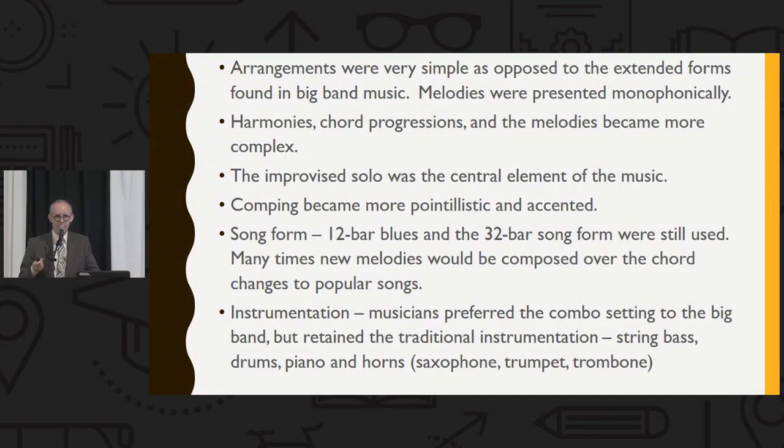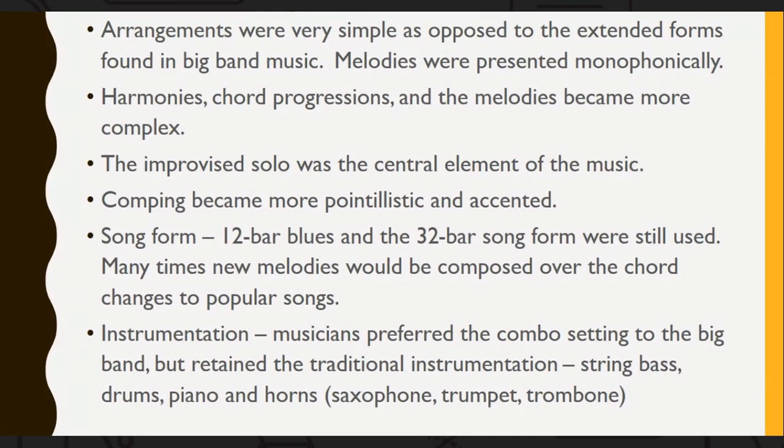Oftentimes, the arrangements were very simple. The song we just listened to was kind of complicated. But most of the time, one of the things that bebop did was it kept the blues form and the song form. But when they played the melodies, they would often be highly simplified. So instead of the thing with swing and big band music where you might get a whole section playing harmonized melodies, the block chords. In big band music, most of the time when a melody was played, all of the horns would just play the same line, the same pitch level. This is called, you can see in that first bullet point, melodies were presented monophonically. That's what I mean by that, they just all played the same melody.